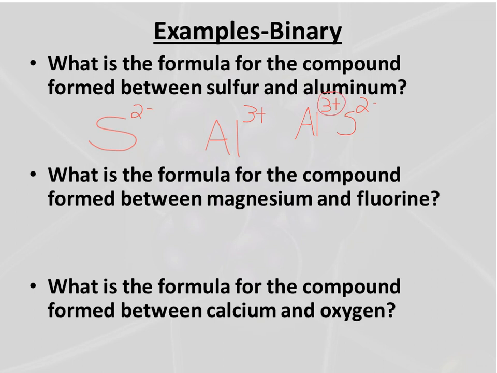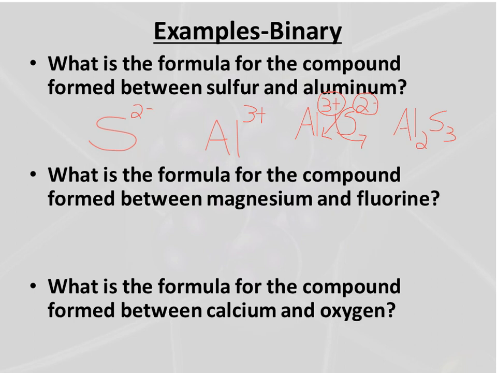So now we're going to swap and drop the charges. That 2 is going to go down here and the 3 is going to go there. So we end up with Al2S3. That is the formula. Again, the positive and negative didn't come down, because positive and negative only helps us put them in the right order. There's nothing to reduce, so there's your formula.